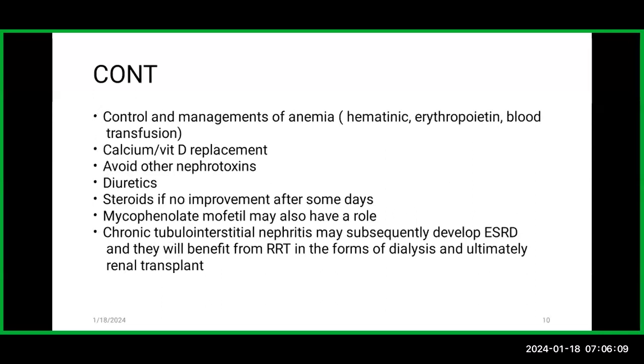And then for this patient, since I'm looking at chronic tubular interstitial nephritis, most likely it will progress to chronic kidney disease or end-stage renal disease, where she may develop anemia, and we should manage it as such using hematinics, erythropoietin, and we should be very careful with blood transfusion because she's a potential candidate for renal transplant.